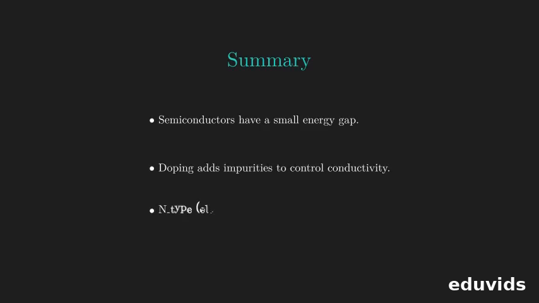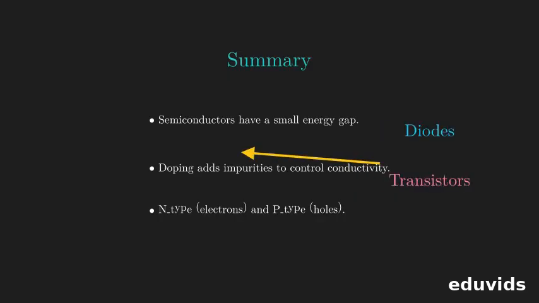We learned that semiconductors bridge the gap between conductors and insulators. By carefully controlling doping, we decide whether current is carried by electrons or holes. This precise control allows us to build powerful devices like diodes and transistors. Mastering these fundamental building blocks is the first step toward understanding all modern electronics.